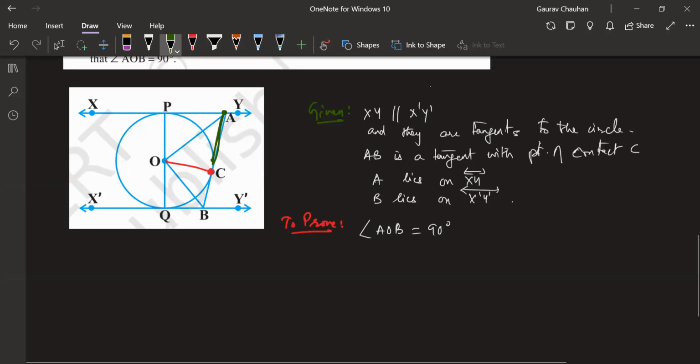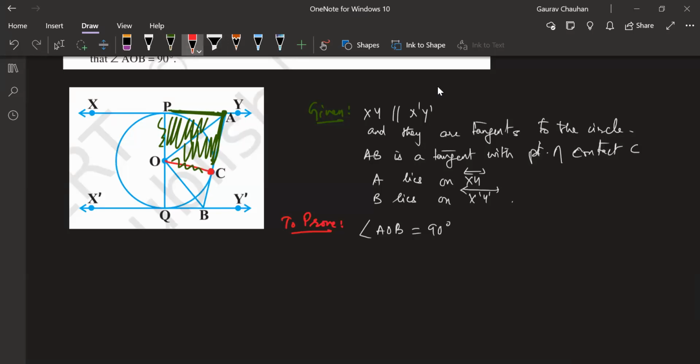AC and AP are the tangents. Just like that, BC and BQ are the tangents. Now you see these two triangles: AC and AP, OA is common, and OP and OC are equal. So this triangle is congruent to this triangle. Do we see that? Triangle APO is congruent to triangle ACO. That's something which I'm seeing. Let's see if this helps us or not.